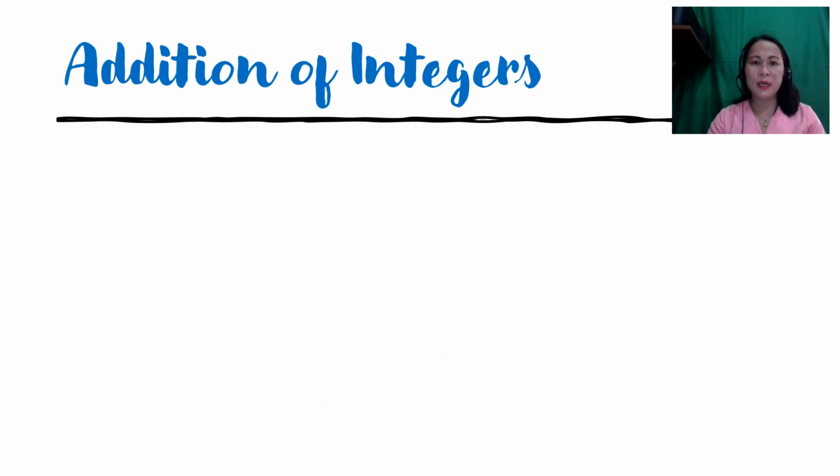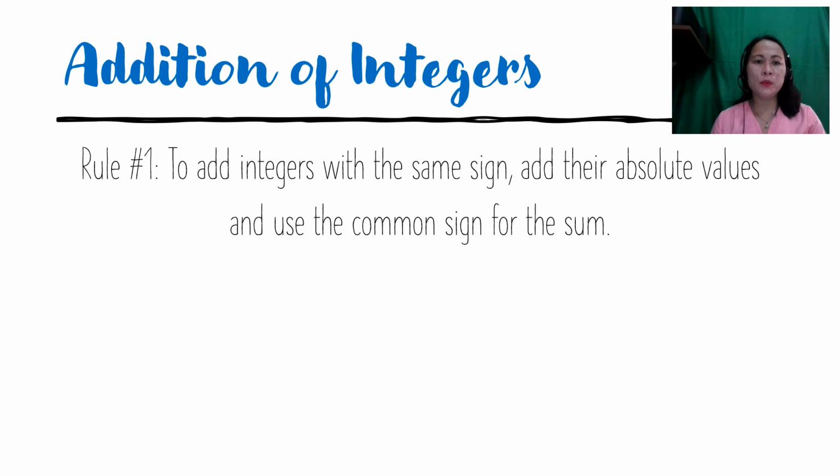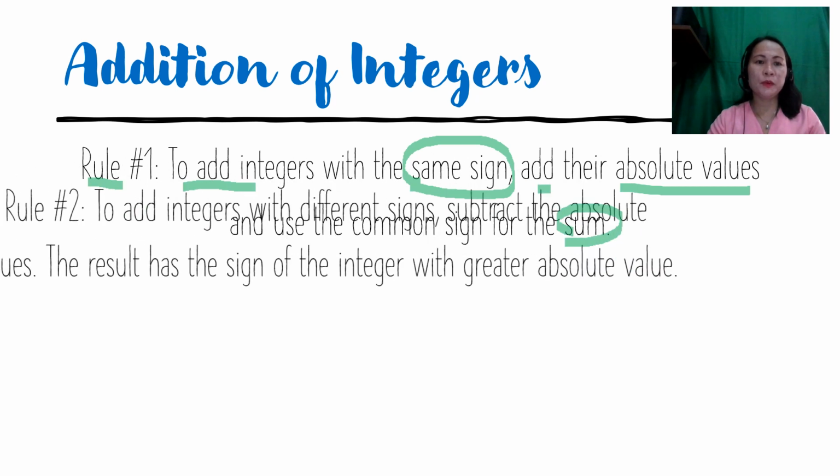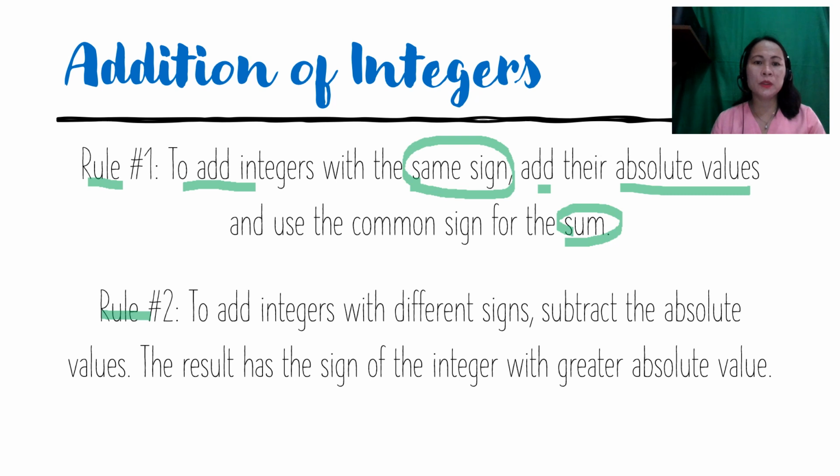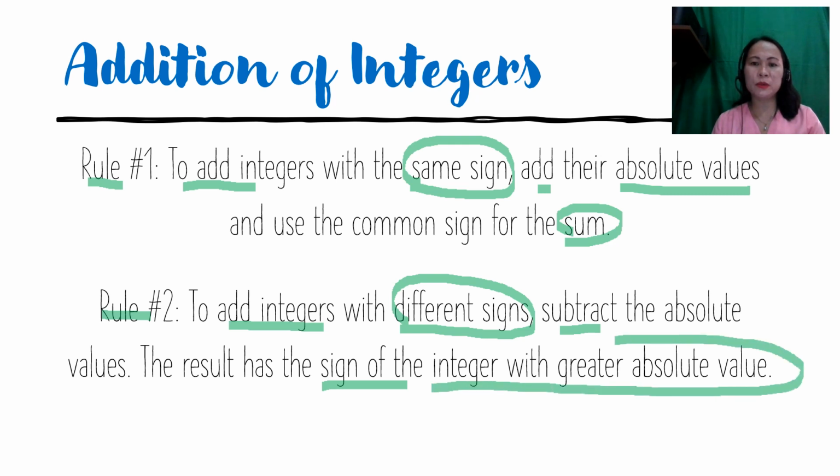Let's have addition of integers. In addition of integers, we have two rules. For rule number 1, to add integers with the same sign, add their absolute values and use the common sign for the sum. And for rule number 2, to add integers with different signs, subtract the absolute values. The result has the sign of the integer with the greater absolute value.